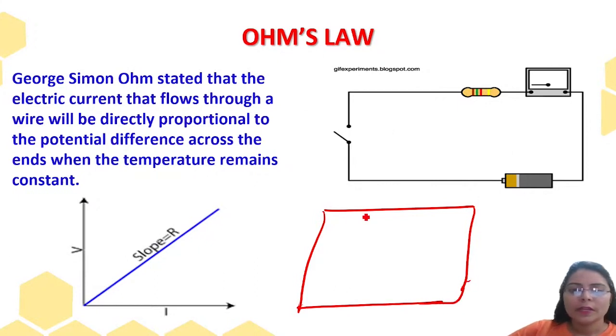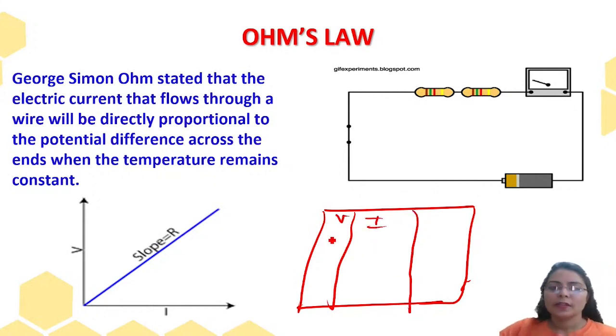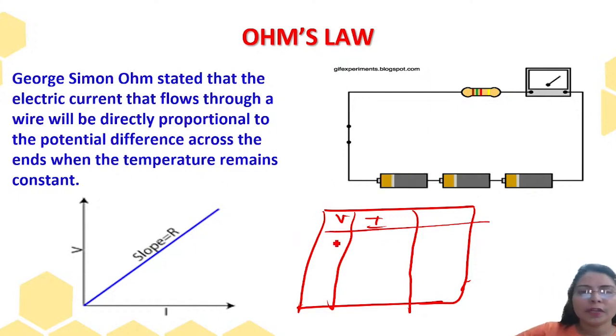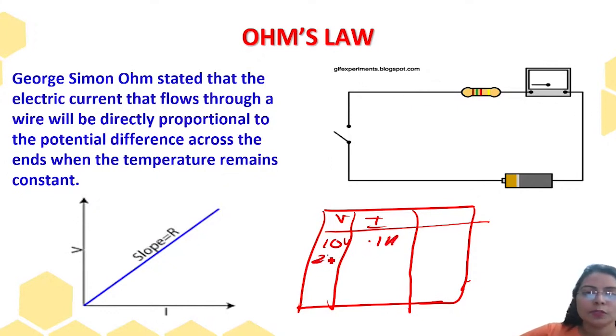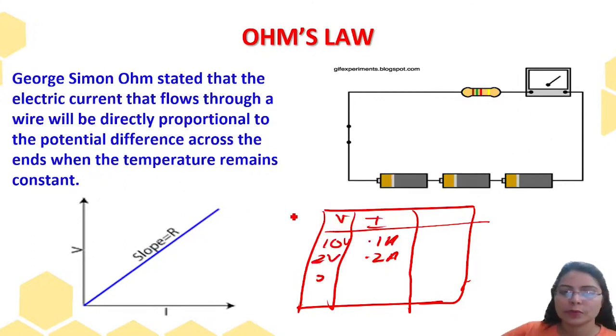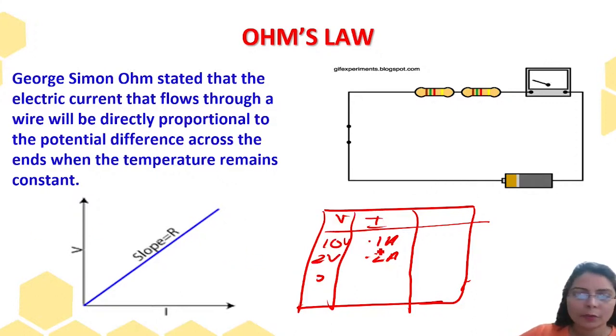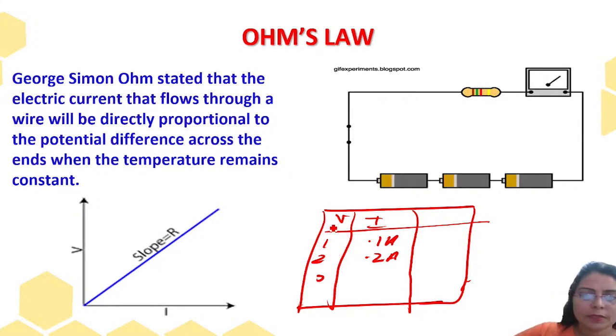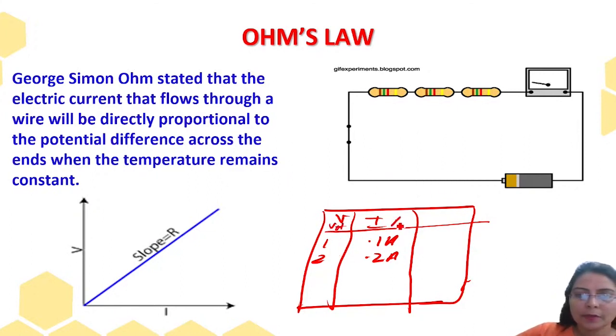Over here, he noticed that when the voltage and current were checked, if the voltage was 10 volt, the current was 0.1 ampere, and if the voltage was 20 volt, the current was about 0.2 ampere. I'm not going to mark the unit now, it is already given above. It is in volts, and that will be in ampere.